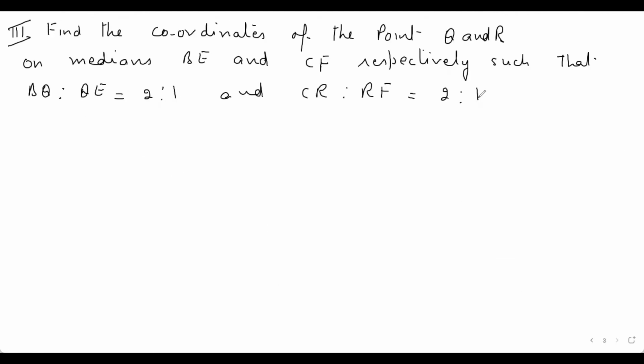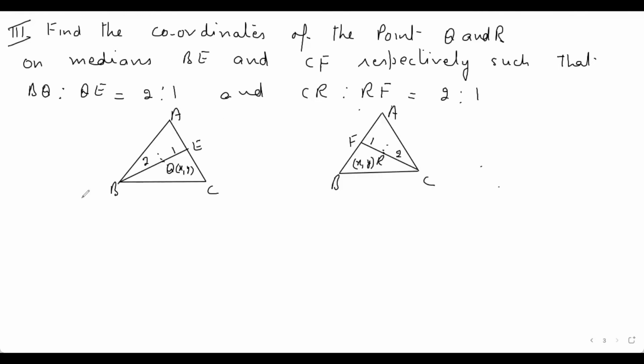Now its third part is: find the coordinates of the points Q and R on medians BE and CF respectively, such that BQ ratio QE is equal to 2:1 and CR ratio RF is equal to 2:1. So I am going to draw a figure here. Now this is the figure. This is figure 2 and let this figure be 3.